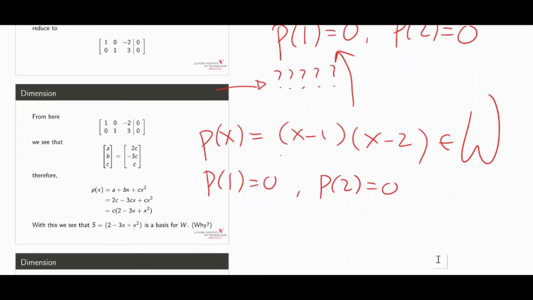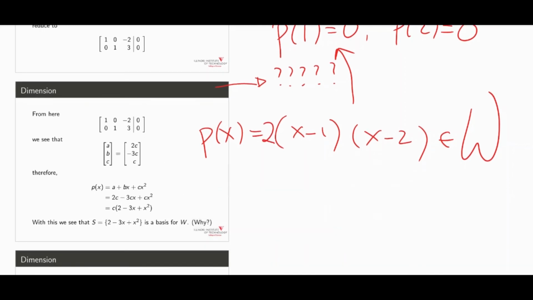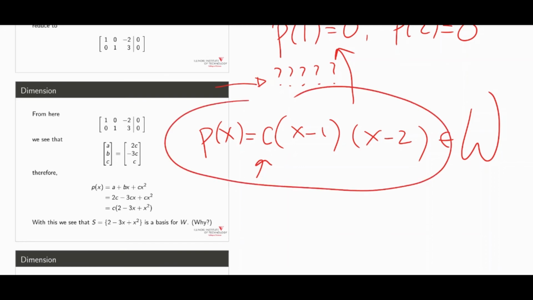This is not a big surprise, because if you know your algebra from before, knowing a 0, if x equal to 1 is a 0 for a polynomial, then x minus 1 is going to be a factor for that polynomial. x equal to 2 is a 0 for that polynomial, so x minus 2 will be a factor. So what are the polynomials that are in W? Well, this is one of them, but this is also one of them, right? In fact, we have infinitely many, as long as they look like this. This constant here can be anything. That's the reason why all the p of x in W will look like this.